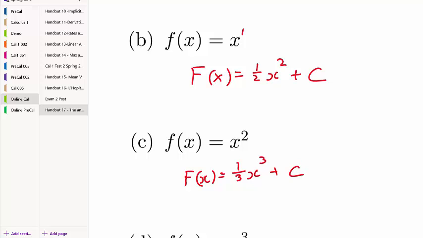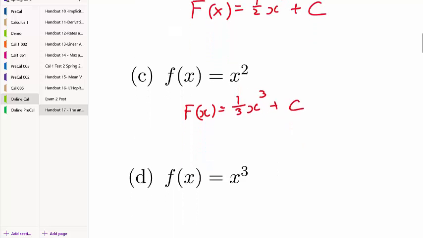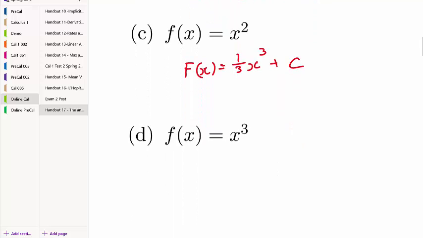And if you do not add in the constant, then it is not the most general antiderivative, and your answer will be wrong. So make sure you always add the constant term. Next one, x cubed. Well, obviously it's got to be the 4th power, right? Because when you take the power rule, this exponent is going to drop by 1. And then we multiply by 1/4. And then don't forget to add the constant.